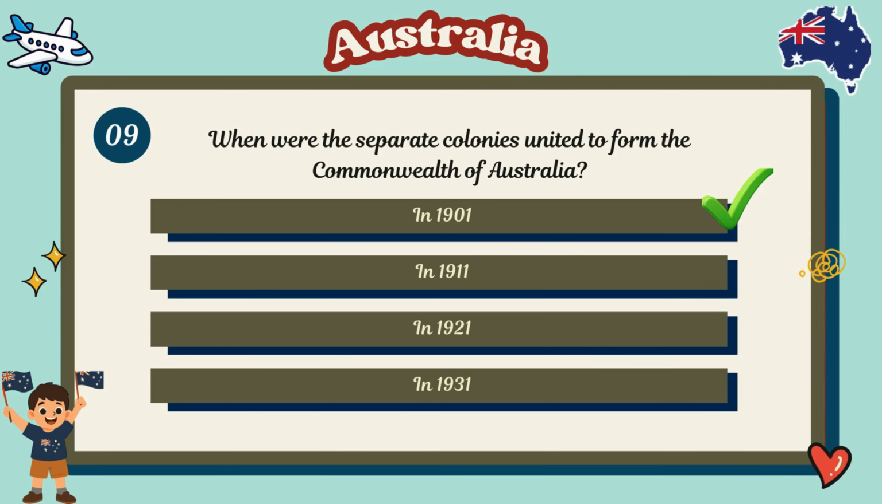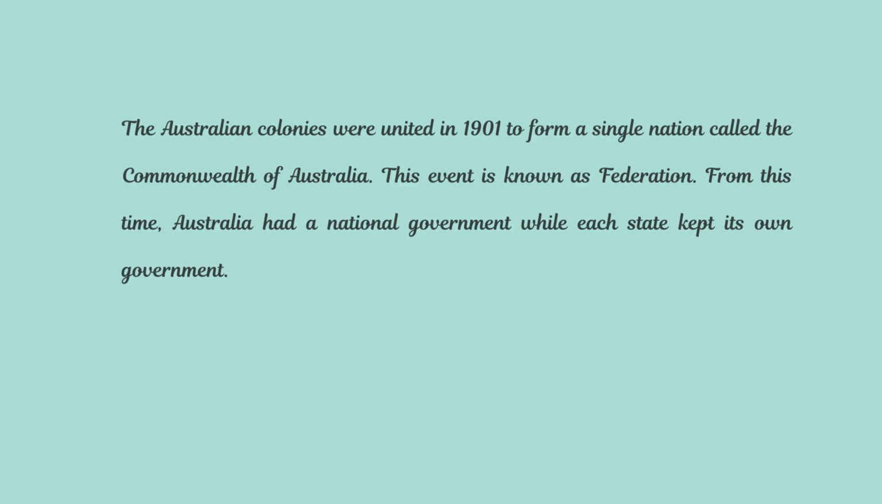Correct answer, A, in 1901. The Australian colonies were united in 1901 to form a single nation called the Commonwealth of Australia. This event is known as Federation. From this time, Australia had a national government, while each state kept its own government.